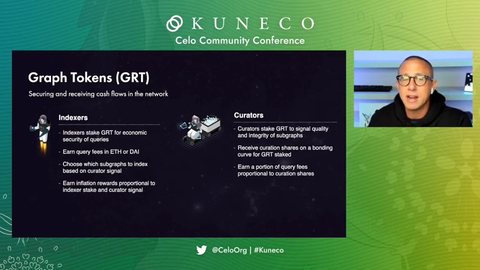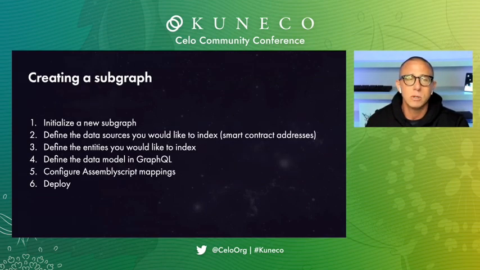Indexers are the people running the actual nodes, so they're the ones building out and running the servers. The curators are subgraph developers or just people that want to signal on a subgraph to tell people that this is a valuable API and you should consider indexing it. If you want to learn more, there's a lot more that goes into this. I would just check out thegraph.com and walk through some of the documentation there around how all this stuff works. But really what we're going to be focusing on today is building an actual subgraph.